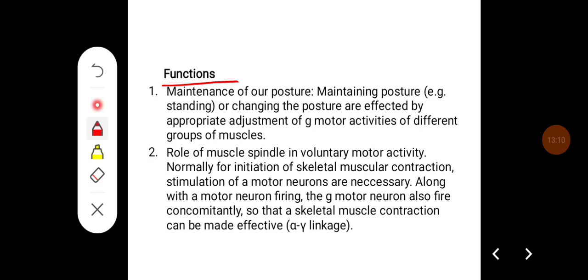Functions of stretch reflex. It is important for maintenance of posture. Maintaining posture, or changing the posture, is effected by the appropriate adjustment of gamma motor neuron activity of different groups of muscles.